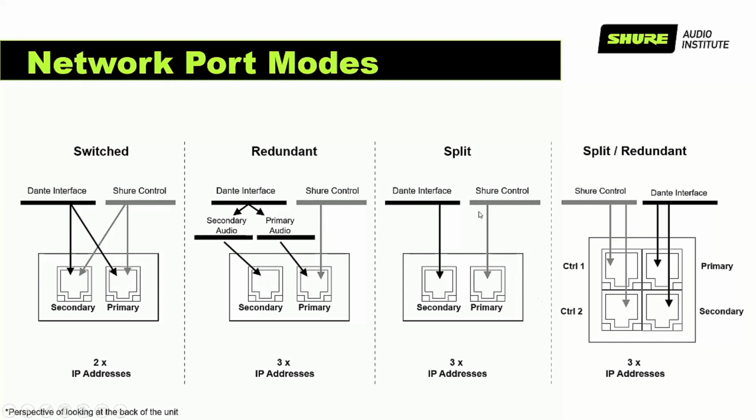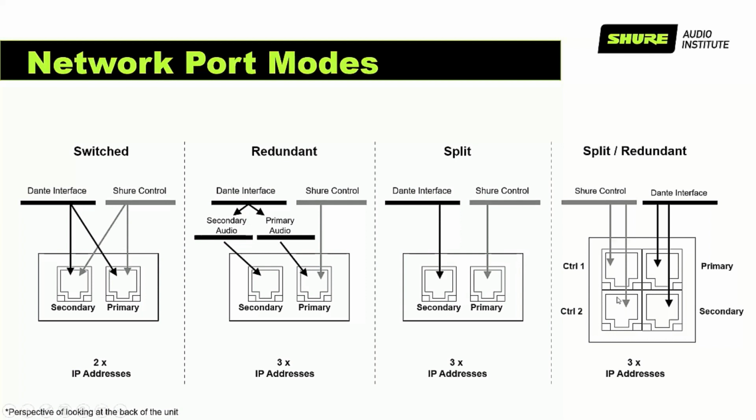For people who want to fully split the primary audio and the Shure control on separate networks physically, there is the option to go to a split mode where basically the Dante interface will go on the secondary port and Shure control will be on the primary port. And this is valid for all ULXD receivers.